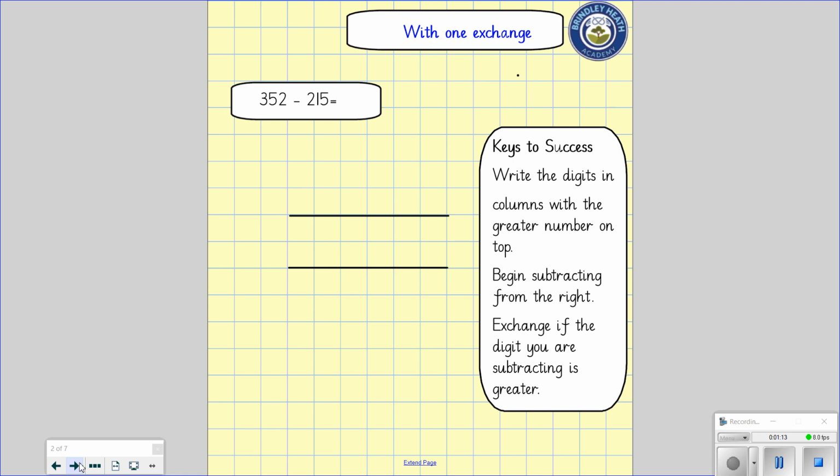Sometimes when we're subtracting using the column method, we need to exchange, and an exchange is needed if the digit you're subtracting is greater than the digit you're starting with. So in this calculation, I'm going to do 352, so I write that number at the top because it's the greater number of the two, and then I'm subtracting 215. And just like before, I'm going to start over in my ones column on the right hand side.